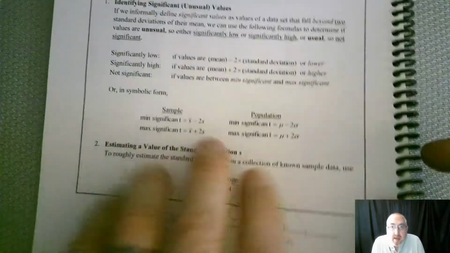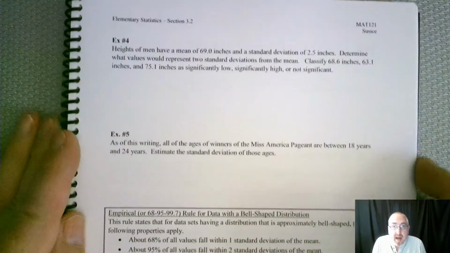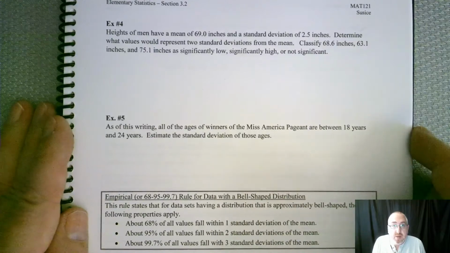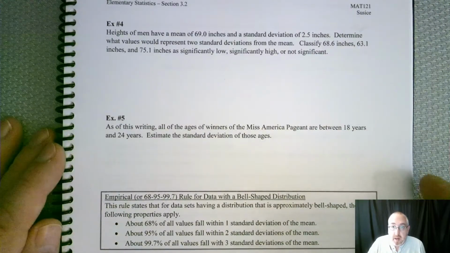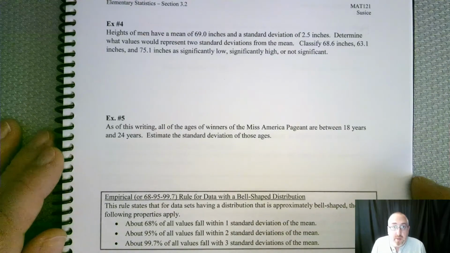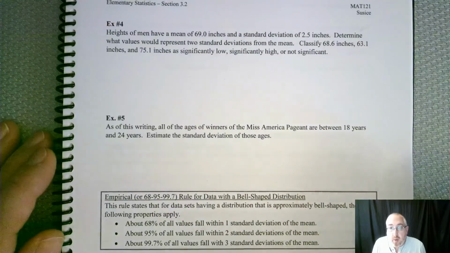Okay, so let's see it in action. Heights of men have a mean of 69 inches and a standard deviation of 2.5 inches. Determine what values represent two standard deviations from the mean. Classify 68.6 inches, 63.1 inches, 75.1 inches as significantly low, significantly high, or not significant.